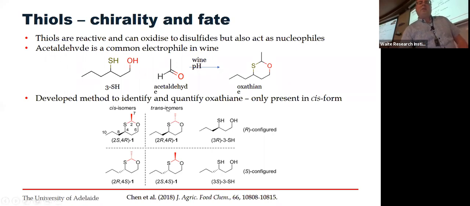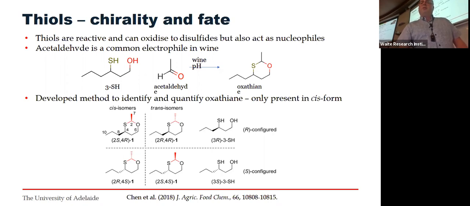So as it turns out, there are enantiomers of these things. They come from 3SH from R, this series here, and this series comes from S. And there's also cis and trans isomers as well, which I won't go into, but it turns out that the natural or the more favoured form is the cis form of these things, and that was shown in the literature as well. So this is a new series of compounds we want to look at.